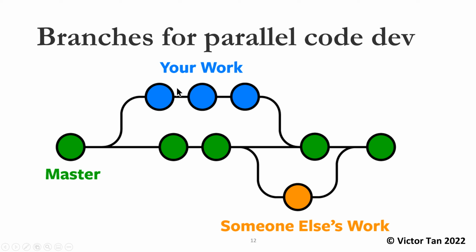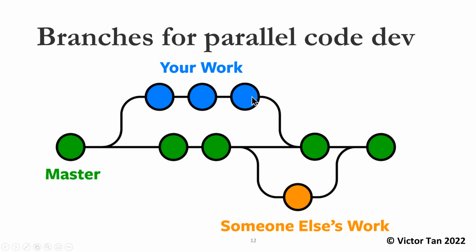So let's say you're a team member of a project team, and you're assigned to work on a feature. What you do is you start what is called a feature branch, and you make commits into your feature branch. Your branch will start off from one of the commits in the master branch.